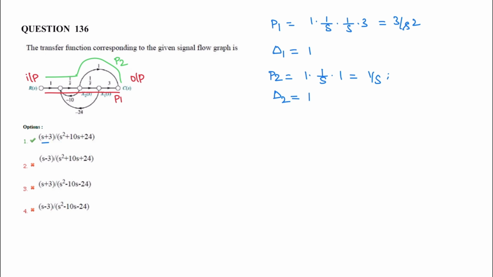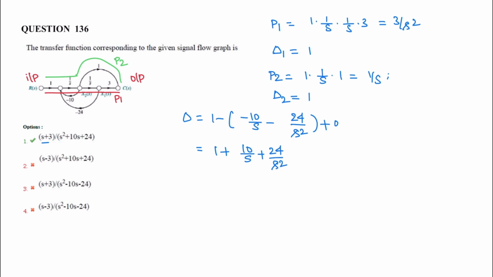Now delta is 1 minus loop gains of individual loops. The loop gain of this individual loop is minus 10 by s. The loop gain of the second closed loop is minus 24 by s square, plus product of two non-touching loops. There is no non-touching loop, so its value is 0. Now delta is 1 plus 10 by s plus 24 by s square.